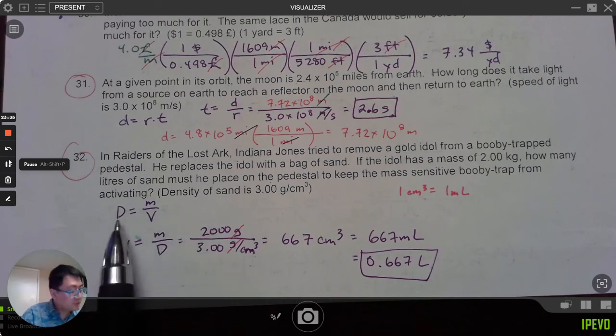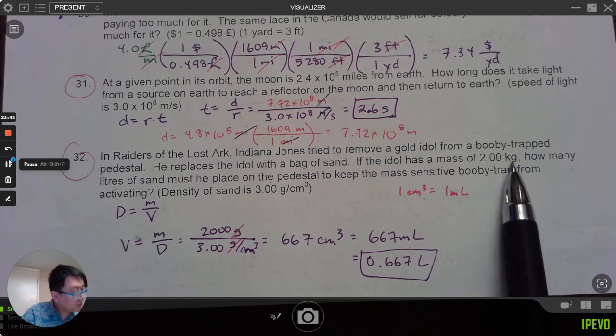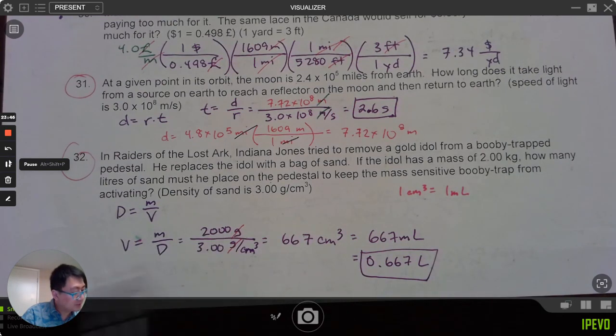So, equation: density is equal to mass over volume. We know the mass of this thing is 2 kilograms. I changed it to 2,000 grams, because the density was measured in grams per cubic centimeter. Grams and grams cancel, and it's 667 cubic centimeters. In case you didn't know, this is also in the conversion table: 1 cubic centimeter is a milliliter. So 667 cubic centimeters is the same as 667 milliliters, or 0.667 liters. Okay, so that was the worksheet. I know it's a lot.